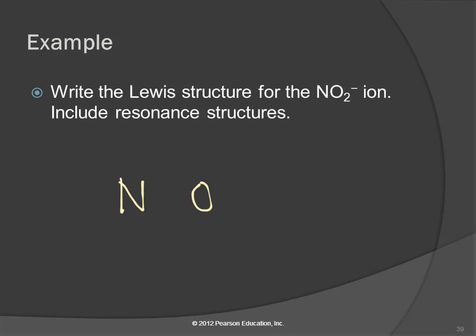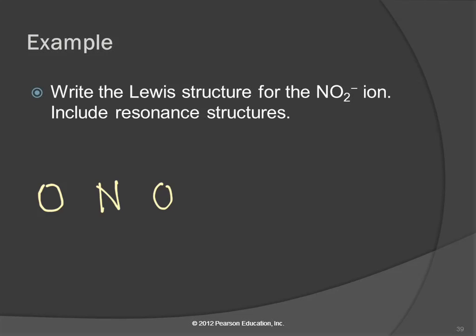So put nitrogen in the middle, oxygen on each side. I'm going to start over because that's too big. Okay. The drawings are going to be ugly today. I'll just apologize now. How many valence electrons?